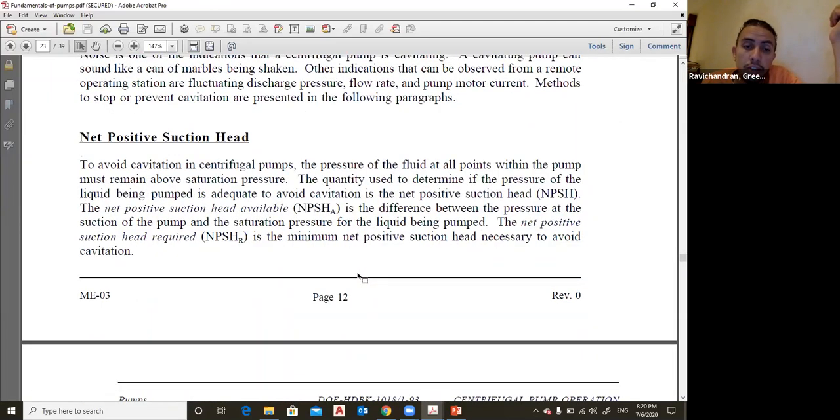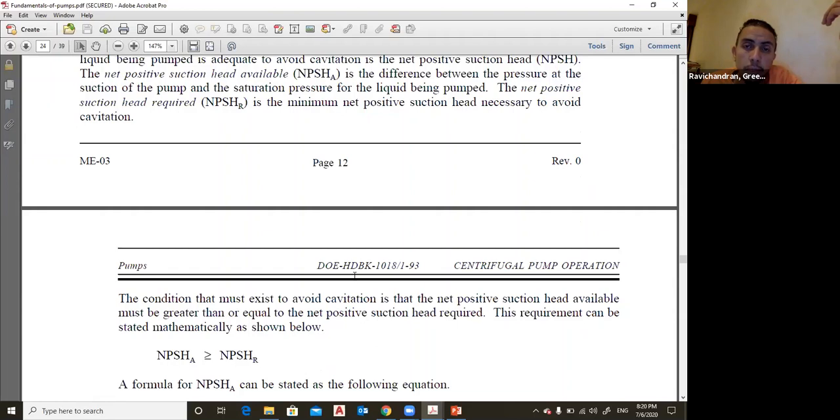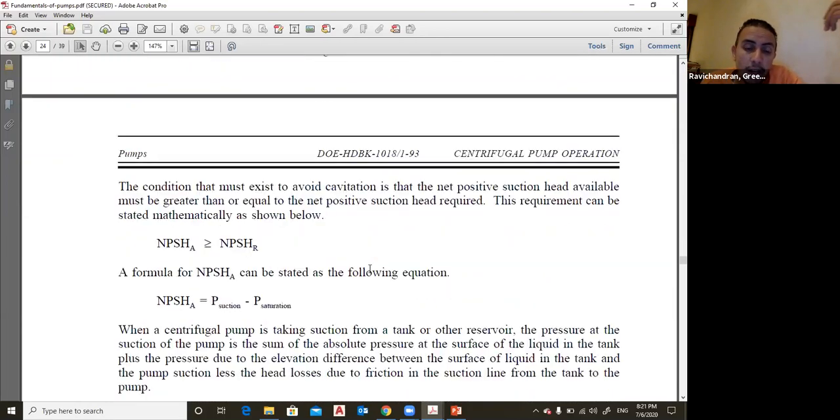Net positive suction head: we actually calculate the net positive suction head to be sure this pump is far from and does not reach the vapor pressure, so it doesn't start boiling or vaporizing. So we are not going to have a cavitation problem in the future. Okay. So we calculate net positive suction head. The main equation for net positive suction head is the difference between suction pressure and saturation pressure.